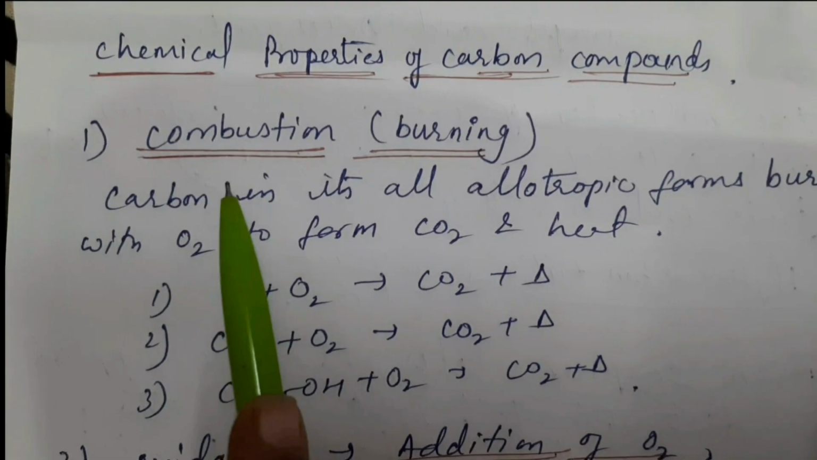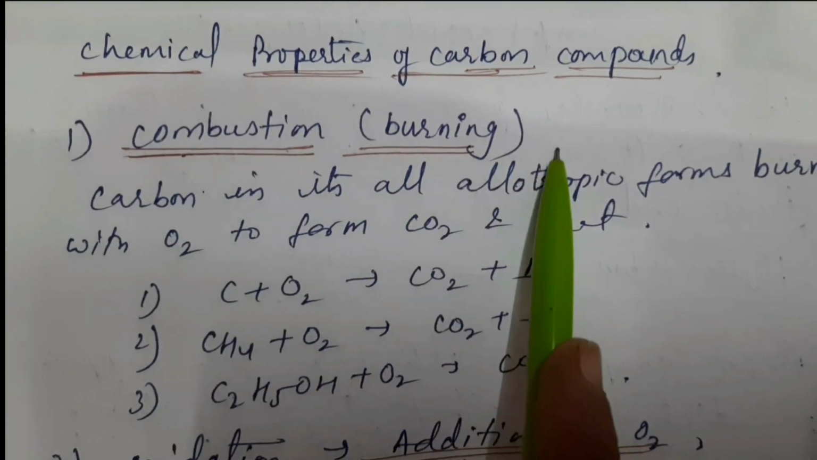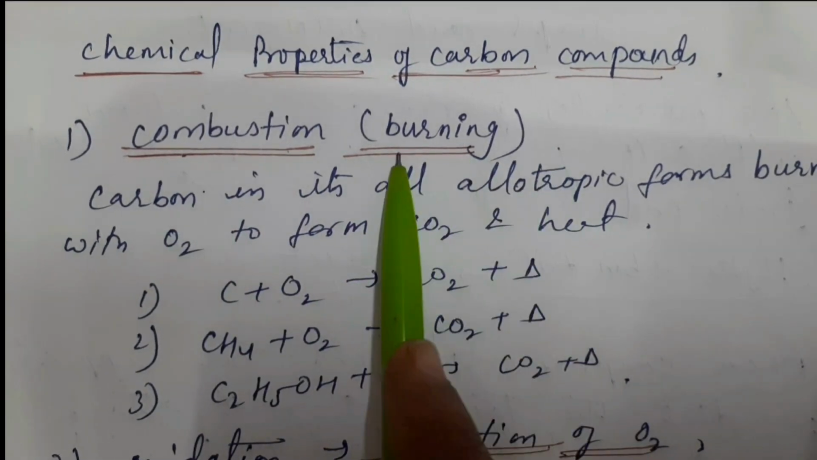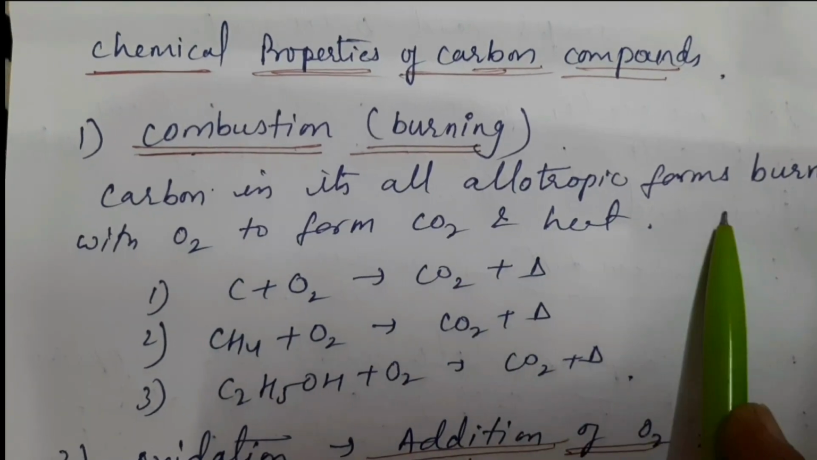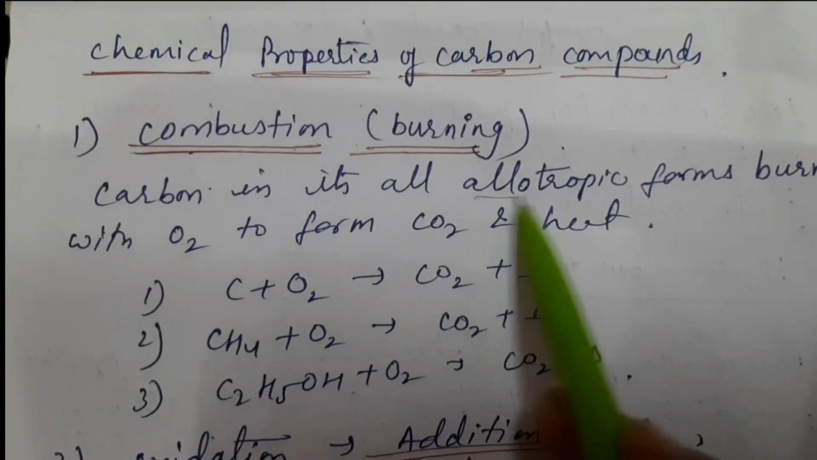So here let's start with the combustion property. Combustion is nothing but burning. All of you already know burning means we need oxygen. So carbon in all its allotropic forms. What are these allotropic forms?